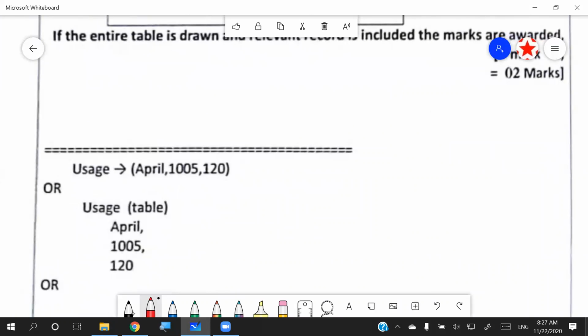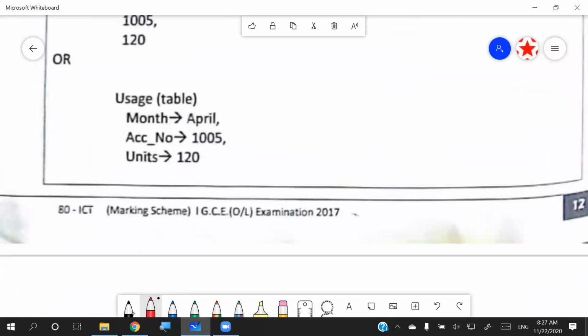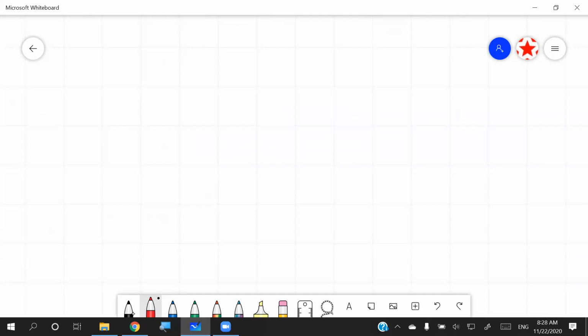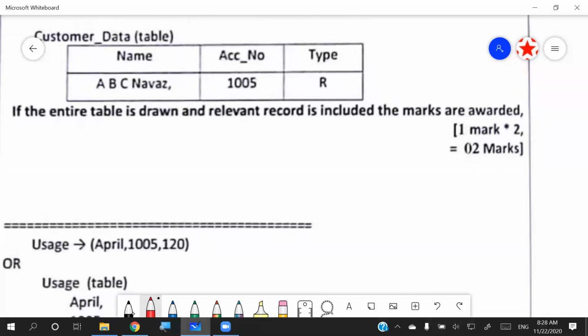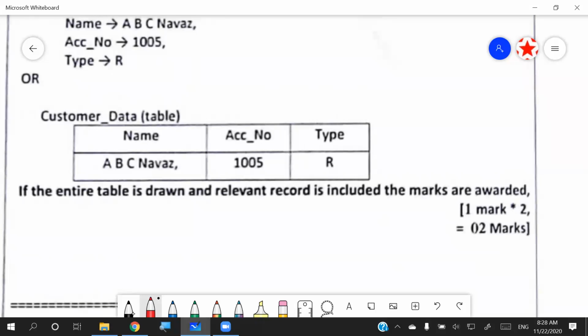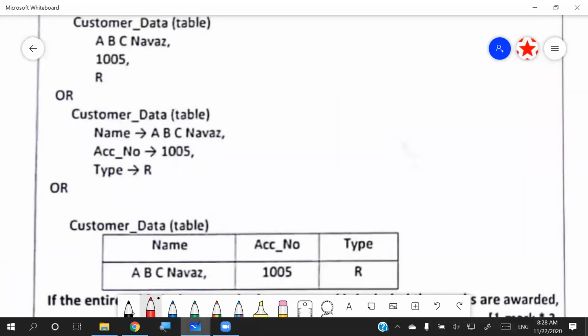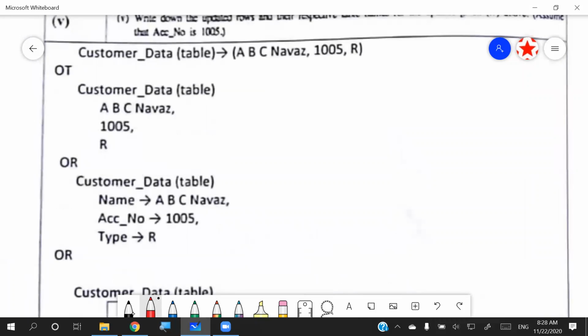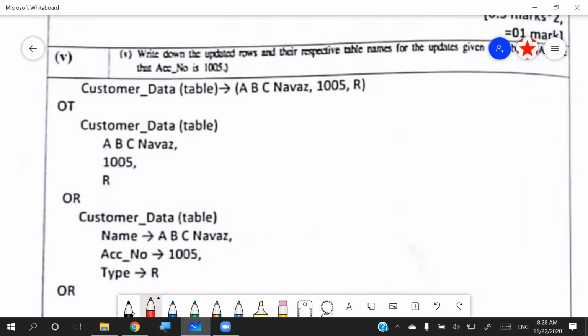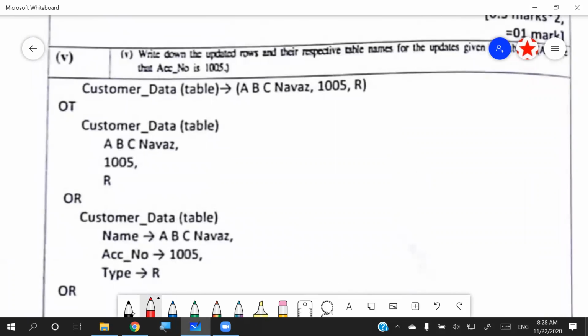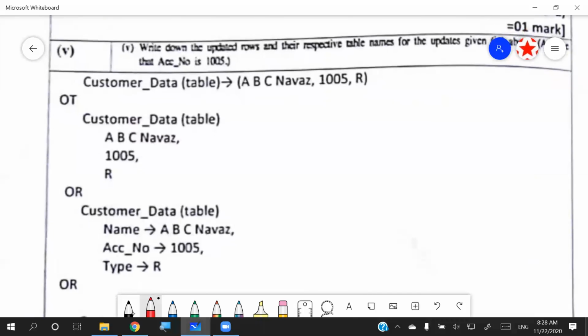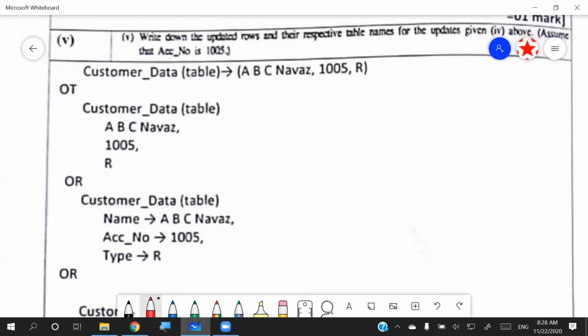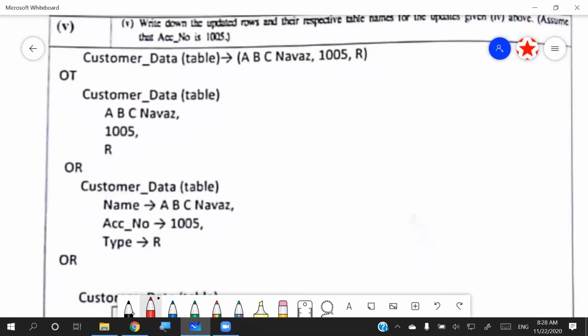And in the usage table, you can go for April, 1005, 120, right? So adding a new customer is given 2 marks. Now here it says a very different thing from the previous marking scheme. You have to mention the table name, like customer data. Then you have to say ABC, Navas, 1005 and R, right?